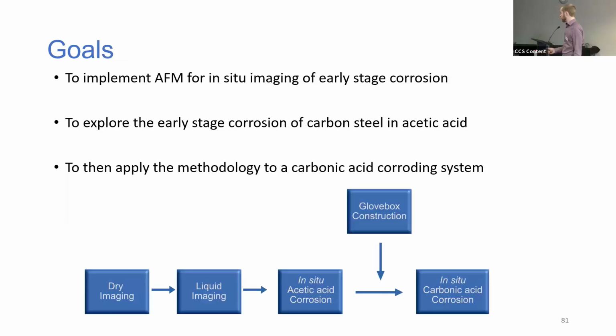So the goals of this project are to implement AFM for imaging corrosion as it happens, specifically the early stages, and more specifically looking at acetic acid corrosion of carbon steel. And we'll explore how the different phases in the steel react to the corrosive medium, and also how roughening changes over time. We hope in the future to then apply this methodology to carbonic acid systems. However, these are much more experimentally complicated because it requires a low oxygen environment. This is to see early stages of iron carbonate formation. I'll come back to this work plan in a future slide.